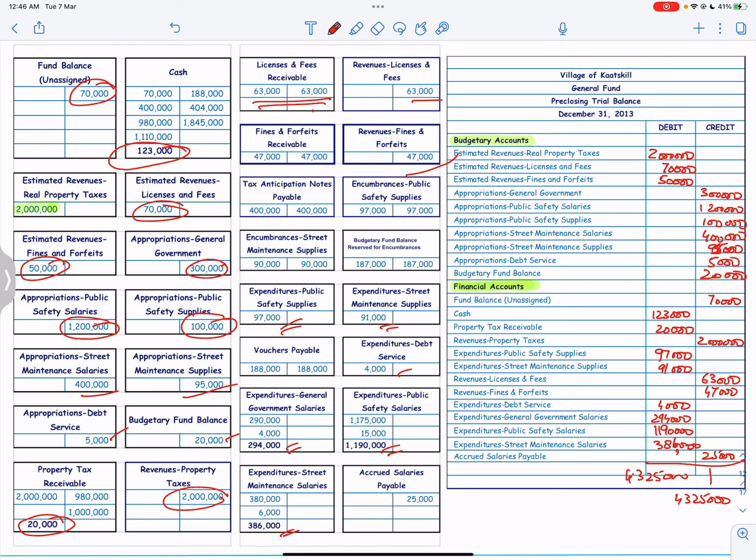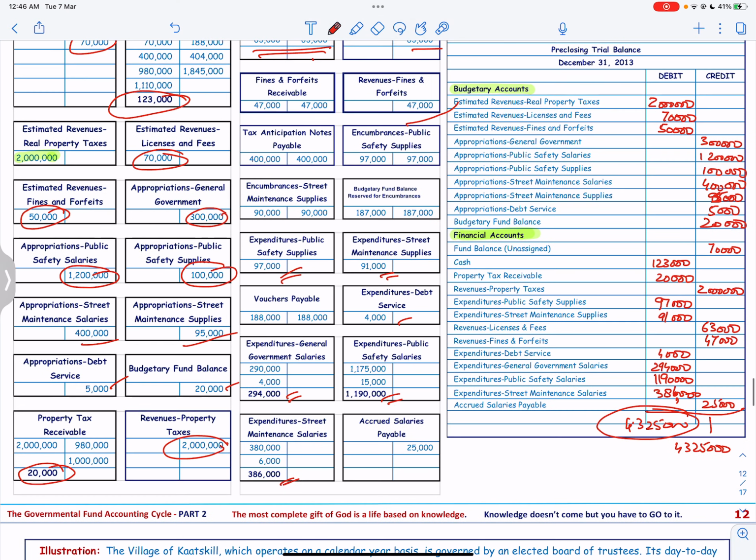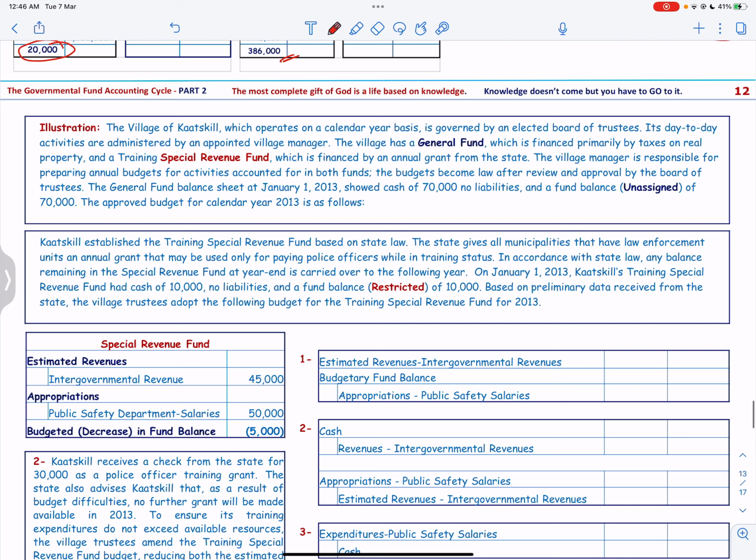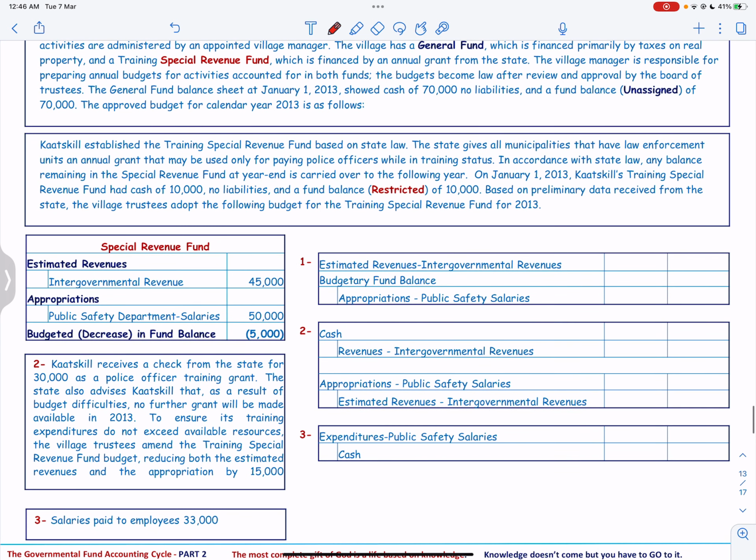You may be knowing that the total of debit and credit must be equal as far as the trial balance is concerned. Next, we are going to look into the special revenue fund, and for the special revenue fund we follow the same guidelines or same instructions.